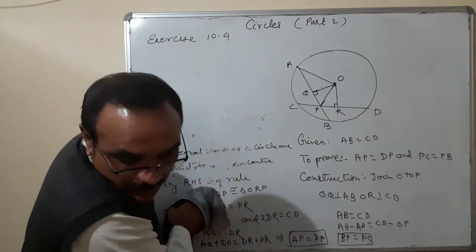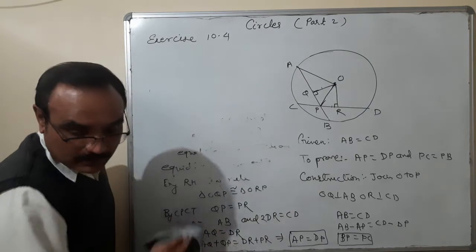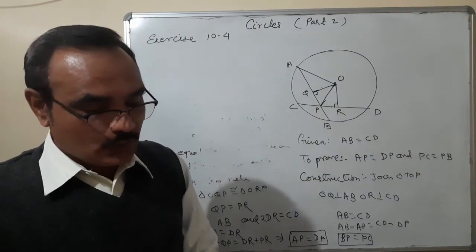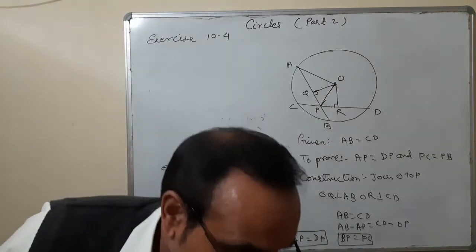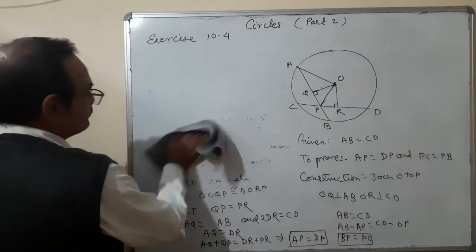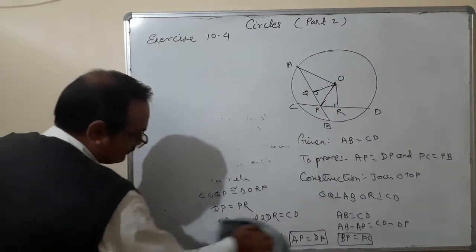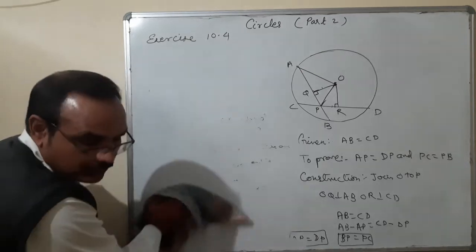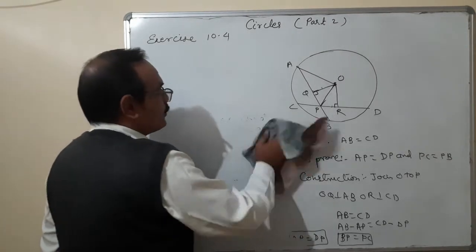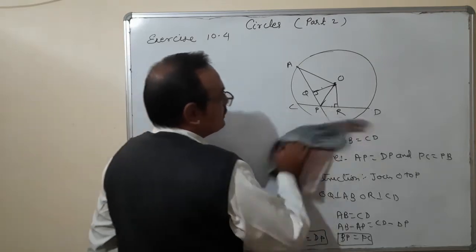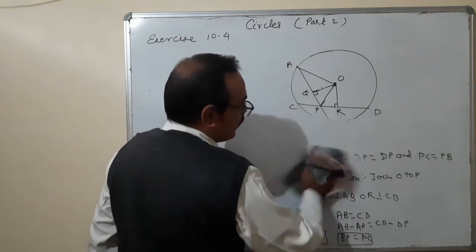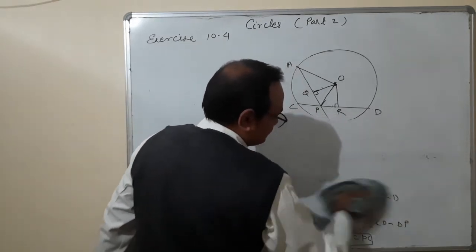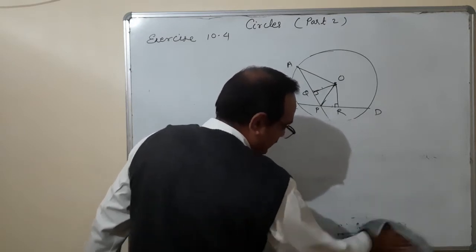Now from this exercise I want to take a question. This is 10.25, question number 4 I am taking here. In the fourth question there are two concentric circles. Do you know the meaning of concentric circles? Two or more circles, they are having one center. That means they are having common centers, or concentric circles. So there are two concentric circles here.